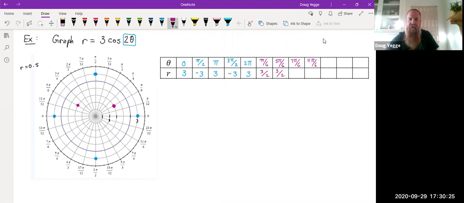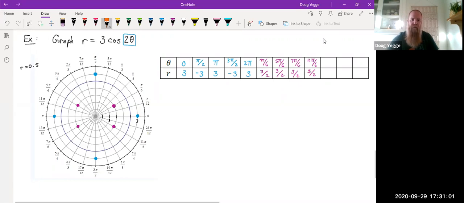7 pi over 6 is going to be doubled to get 7 pi over 3. Then we take cosine of 7 pi over 3, which is in the first quadrant, so 1/2, times 3 gives me 3/2 again. So we're saying at the angle of 7 pi over 6, you're going to go out 1.5 again. And you can see that that same thing's going to happen at 11 pi over 6, so we'll skip the work there. At 11 pi over 6, I will get to that point. Okay, so we should get 3/2 there.